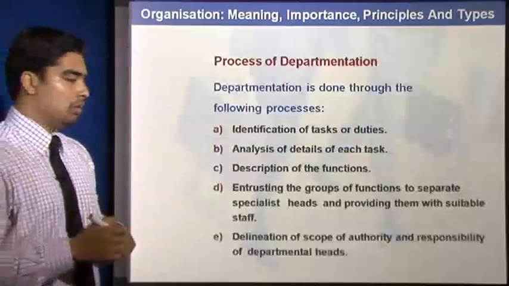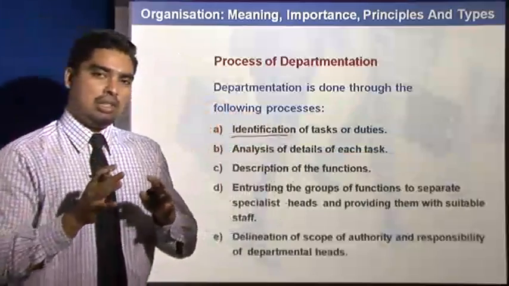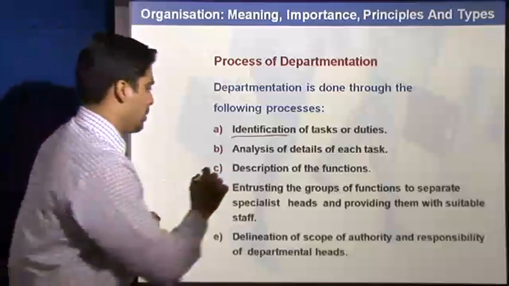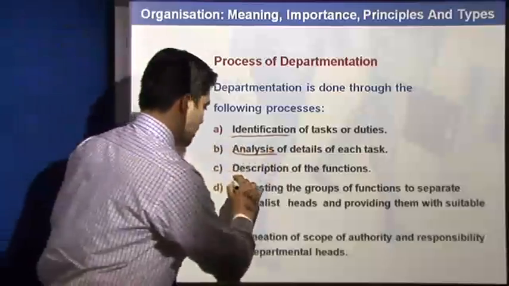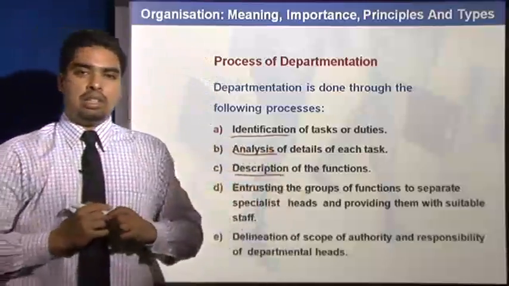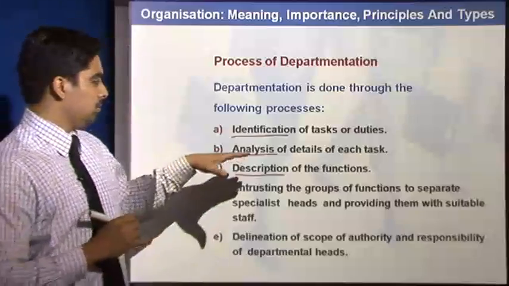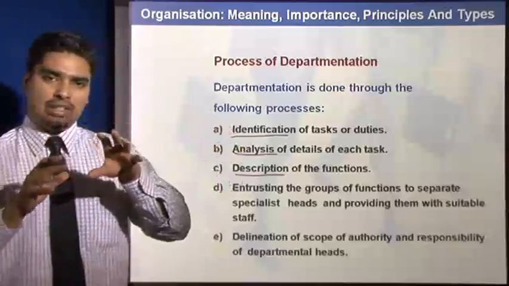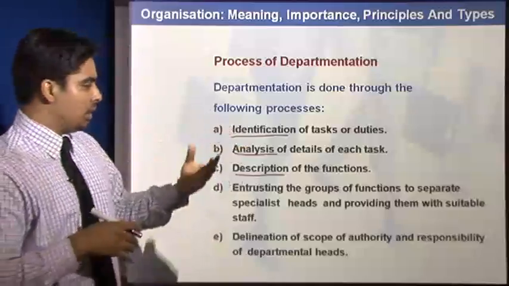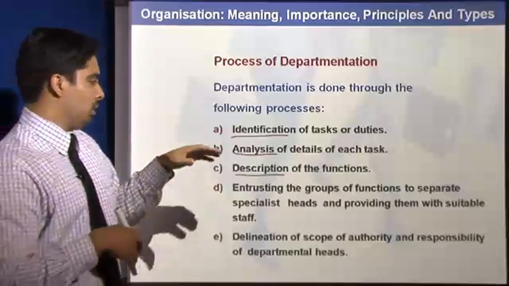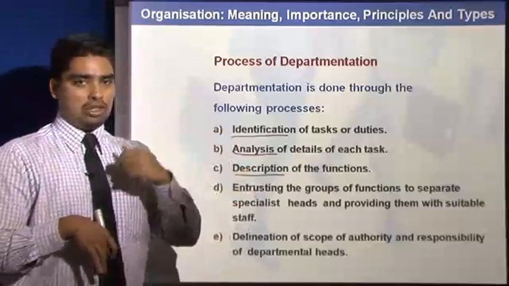So what are the things you do? First thing is you identify. So you identify what are the tasks and duties, so you can group them together. Then you analyze each task, then you describe the functions. So if a particular group of people are involved in, say, sales, then you analyze if all the sales are similar, or at least all their actions are quite similar, and then you put them as a sales function. So you describe the functions, then you can define what the sales function is, what they have to do, and what is expected of them.